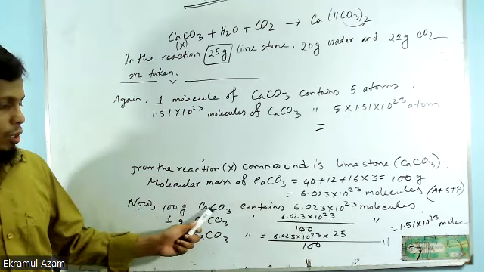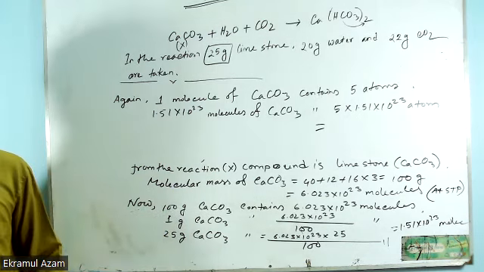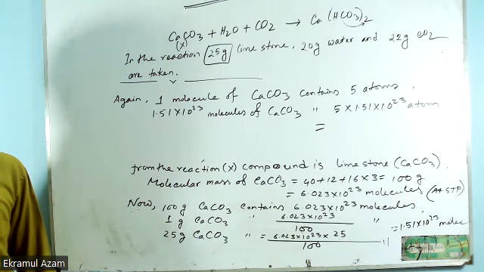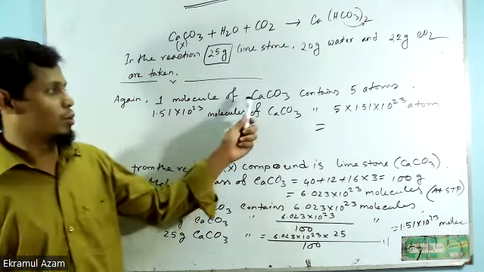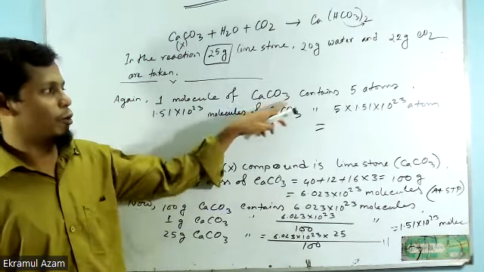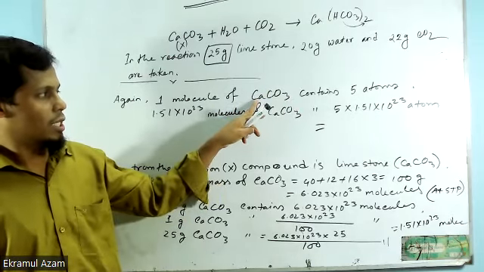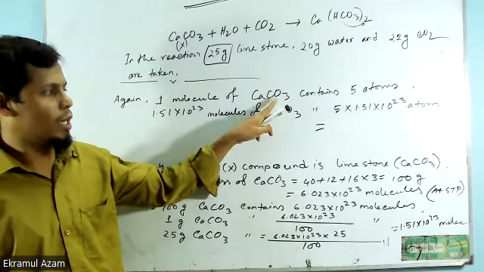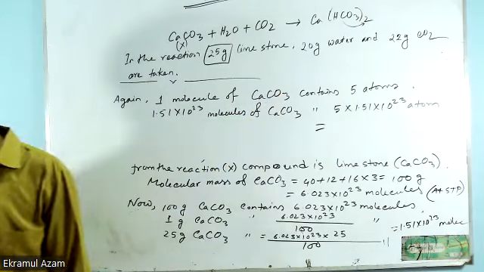100 gram molecular mass of calcium carbonate. Sir, you say one molecule of CaCO3 contains 5 atoms. Do we have to memorize that? No, look here. It's the formula of calcium carbonate. Calcium 1, carbon 1, and oxygen 3 atoms are there in this molecule.